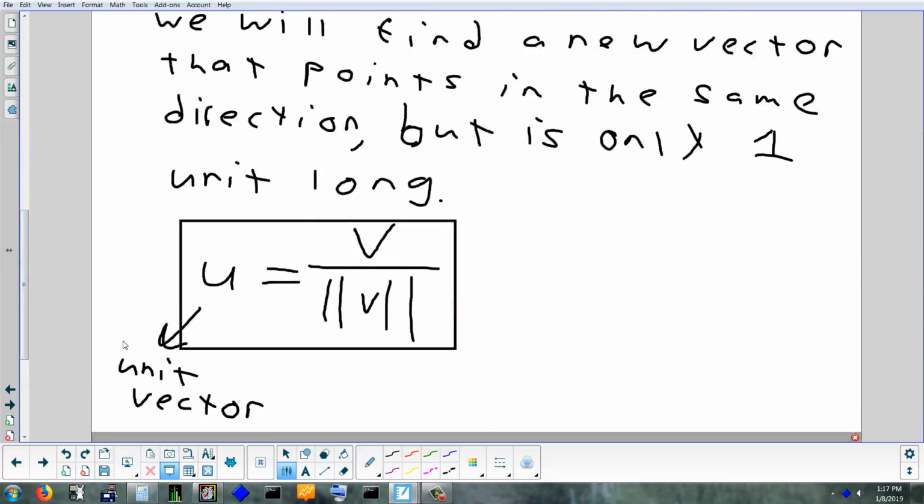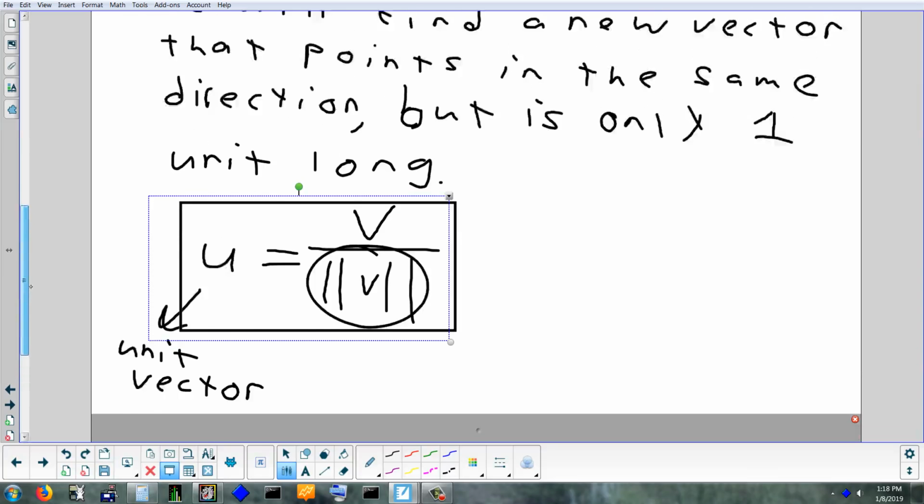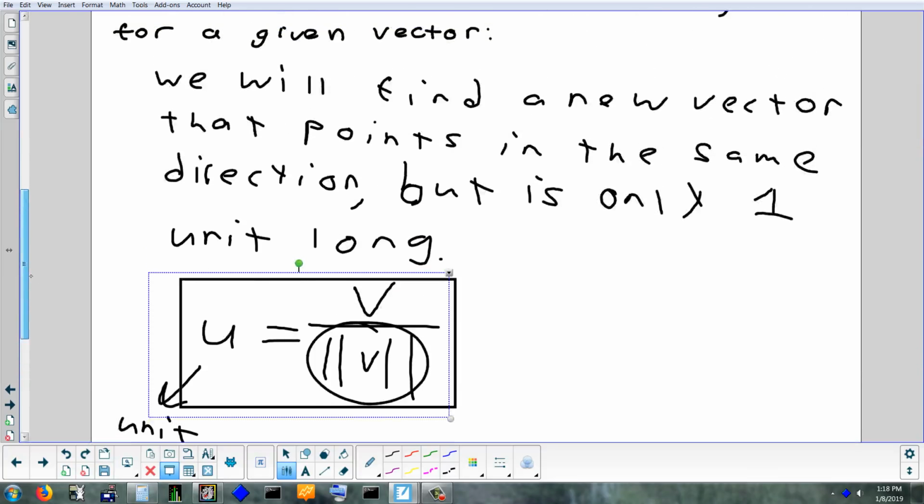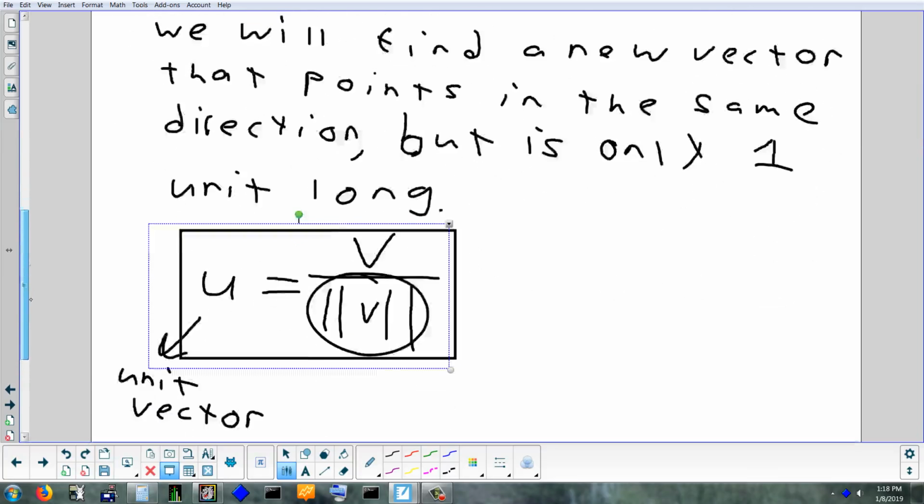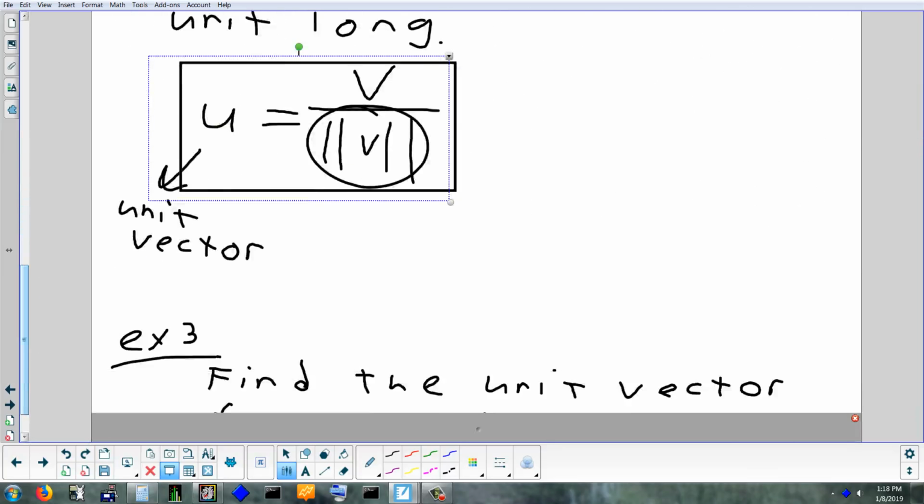So first thing you have to figure out when you're converting something to a unit vector is how long is the vector they gave you? Is it 5 units long? Is it 6 units long? How long is it? And then once you know that, you can fill that number in right there. Okay, so the new vector points the same way. It's 1 unit long. Okay, let's try an example.